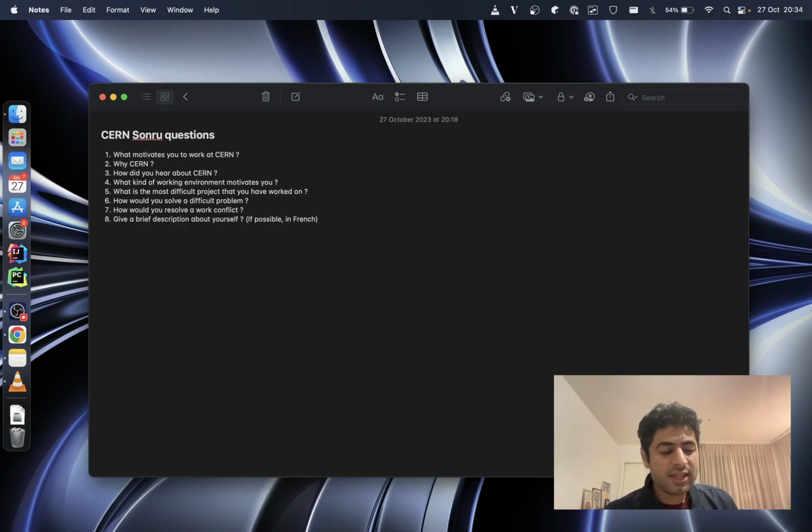So basically, no matter what field you're applying for, whether it's a physics related domain, a technical computer science related domain, mathematics, research, mechanical engineering, chemical engineering, electrical engineering, HR, or any sort of role, the questions are not specifically tailored for that field.